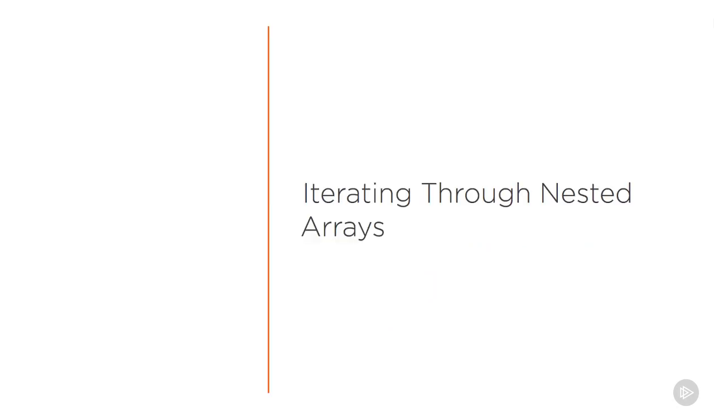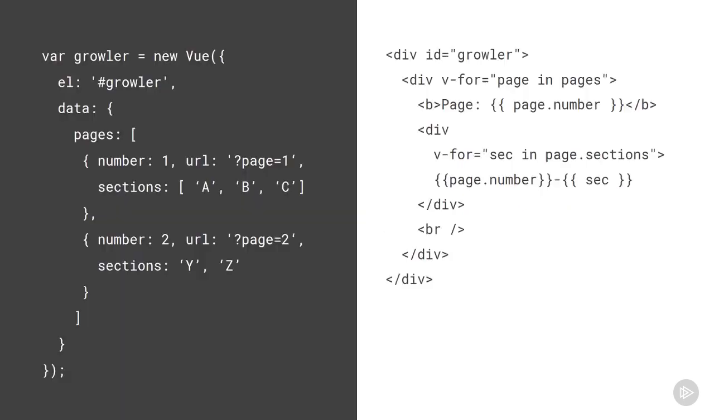Let's pretend that each page object in our pages array has a property called sections. This property may be used to divide a result page into multiple groups. This updated array may look something like this.